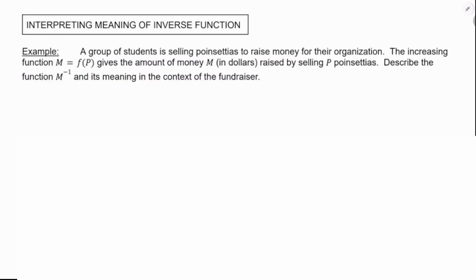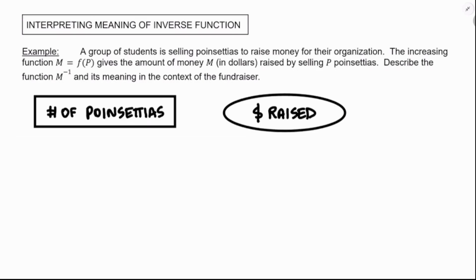All right, now I'm going to skip ahead in the notes a little bit and begin with what's towards the back, interpreting the meaning of an inverse function. So we're going to say a group of students is selling m poinsettias to raise money for their organization. The increasing function m equals f of p gives the amount of money in dollars raised by selling p poinsettias. So m depends on p, right? The amount of money we get depends on how many poinsettias there are. So we're going to describe the function m inverse and its meaning in the context of the fundraiser.